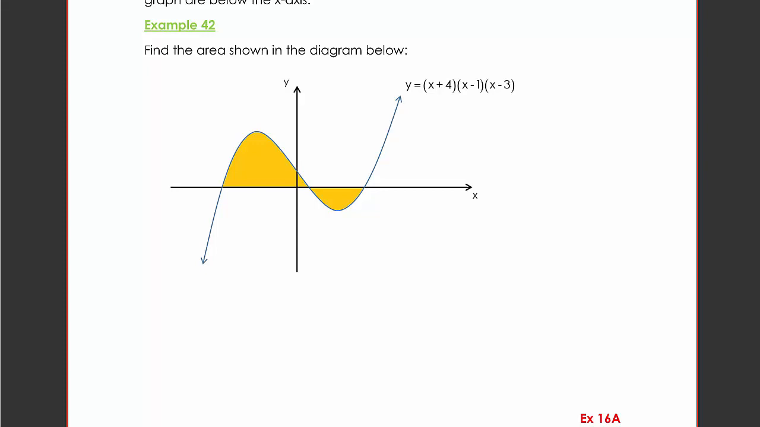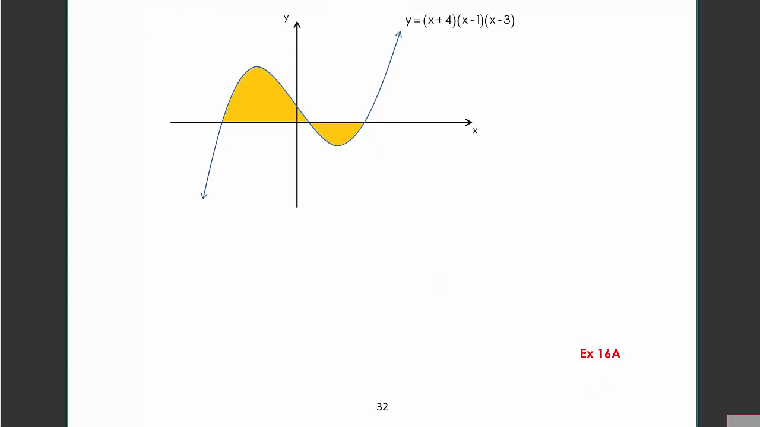So following on from what we just discussed, we've got an area here to work out that is partly above and partly below. And looking at this, we can see these intercepts are at -4, 1 and 3. So it'd be useful to expand these brackets out as well, because it's not easy for us to integrate when it's like that. So got x plus 4, and then I'll have x squared minus 4x plus 3.